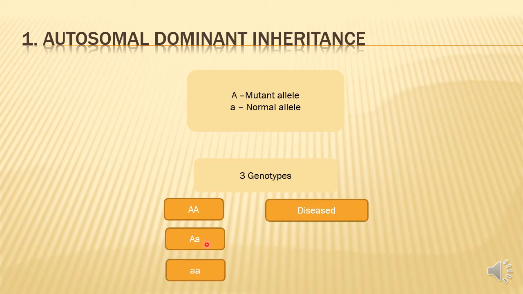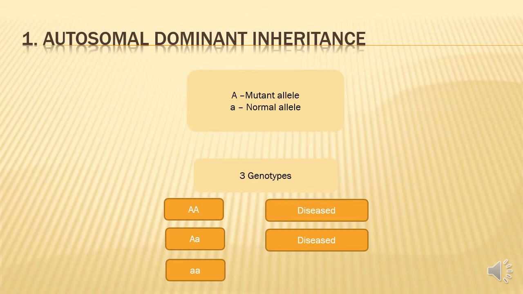In this combination, what will happen? Here the mutant allele is dominant over the normal allele. Therefore, this mutant allele will not allow the normal allele to express. Only the mutant allele will be expressed in this individual. Therefore, the individuals with this genotype also will definitely show the disease phenotype.